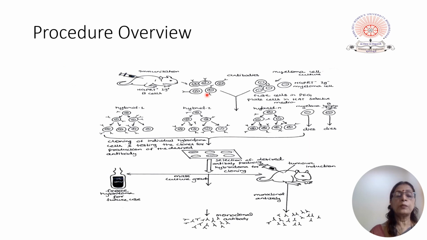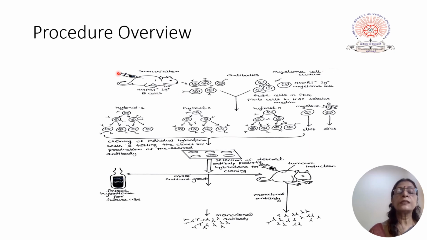This is the overview of the procedure. Two types of cells are required. One is the spleen cell, that is the source of plasma cells from the immunized mouse. Second is the myeloma cells. The plasma cells are HGPRT positive and immunoglobulin positive. They have a functional HGPRT gene and they can secrete the antibodies.